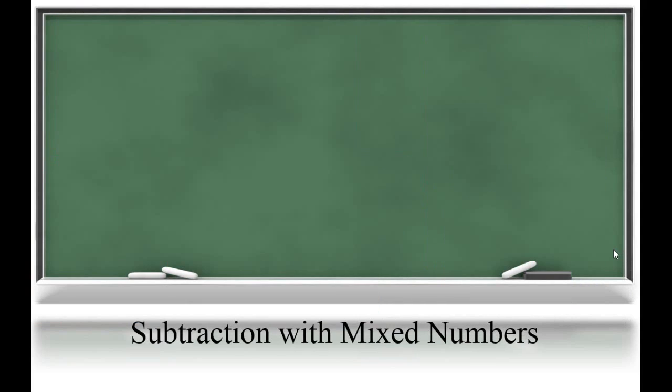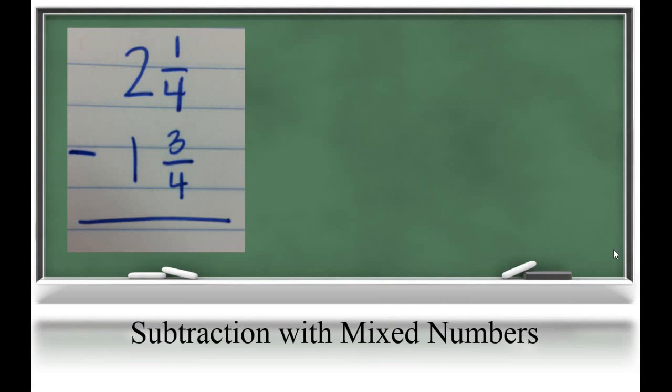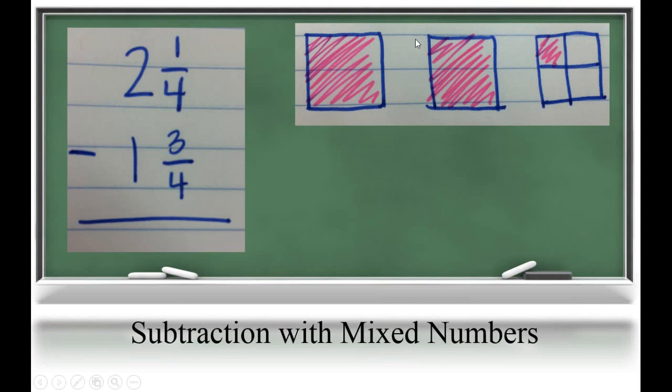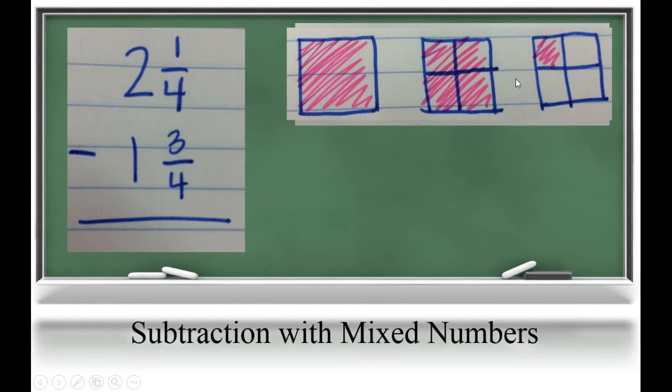Now students are going to move into subtraction with mixed numbers. Let's try 2 and 1/4 minus 1 and 3/4. We have 2 wholes and 1/4. Now I want to subtract 3/4, but I only have 1/4 here. So I'm going to need to regroup this whole into fourths so I can subtract 3/4.